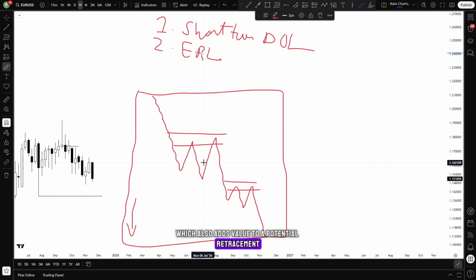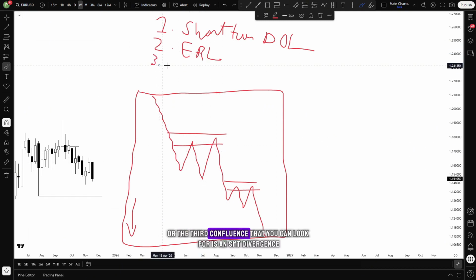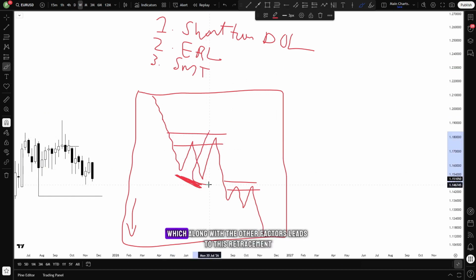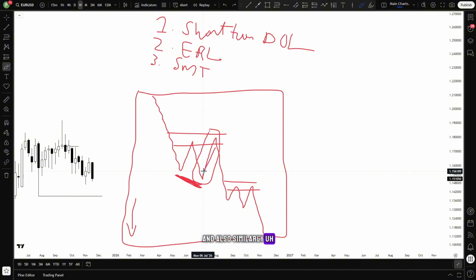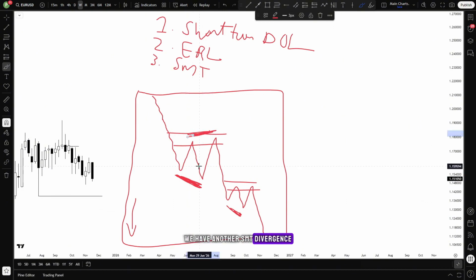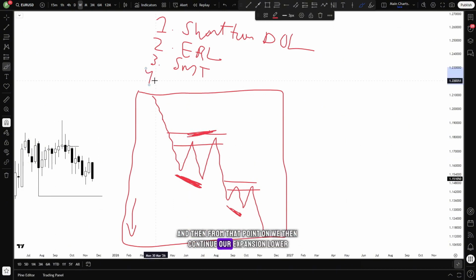The second major factor is that price recently takes out ERL, or external range liquidity, which also adds value to a potential retracement. The third factor, or the third confluence that you can look for, is an SMT divergence, meaning that price forms an SMT divergence with its correlating asset. For example, in this case, price has an SMT divergence, which along with the other factors leads to this retracement. And similarly, we have an SMT right here as well. And then once the retracement profile has been completed, we have another SMT divergence. And then from that point on, we continue our expansion lower.